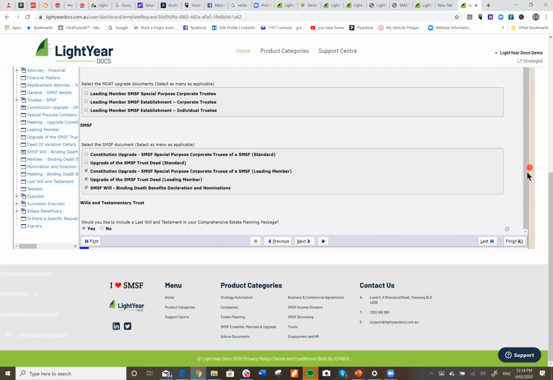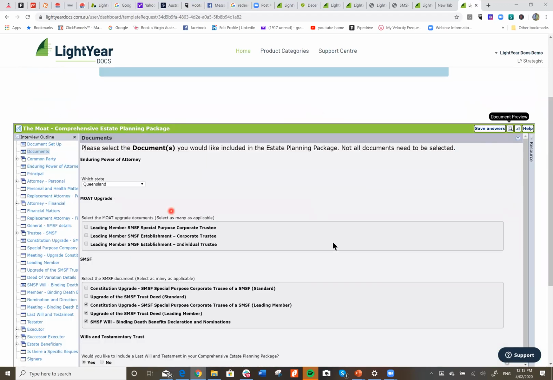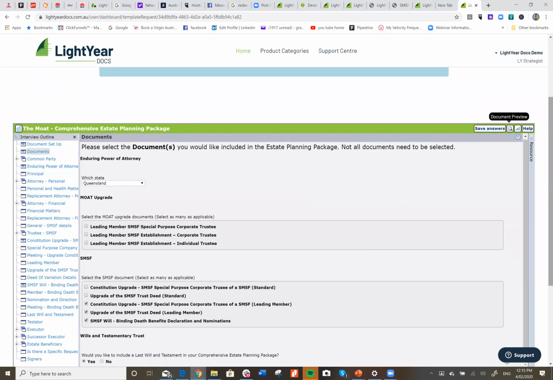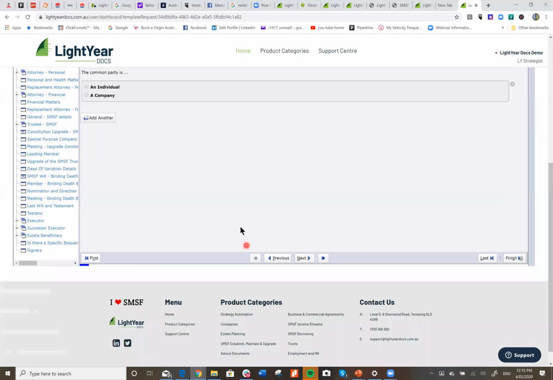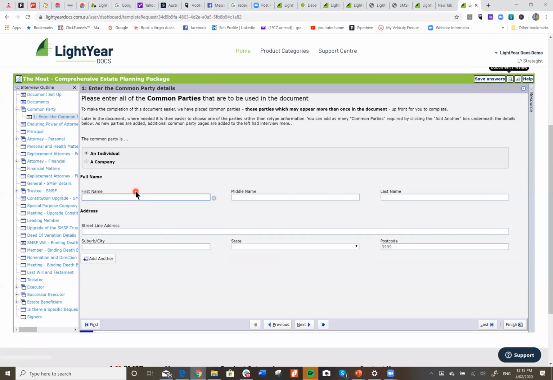Now, can you see there, effectively I'm doing an EPOA. If it's a new fund I'm setting up, then I can do that. What I've got there is upgrading the SMSF deed and then doing a will and testamentary trust. I can then go through and simply go next. For example, I've got to put in all the common parties. So the common party would be, and I'm just going to run through quickly, Grant Abbott, so I'll put 5 Abbott. And this is pretty quick.